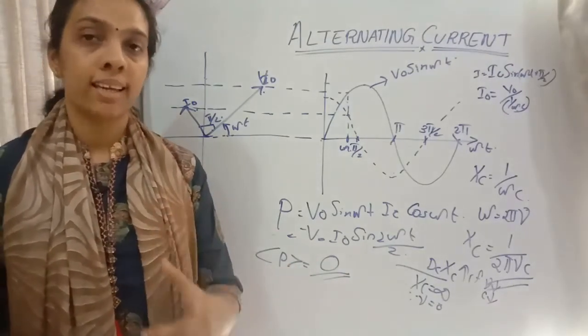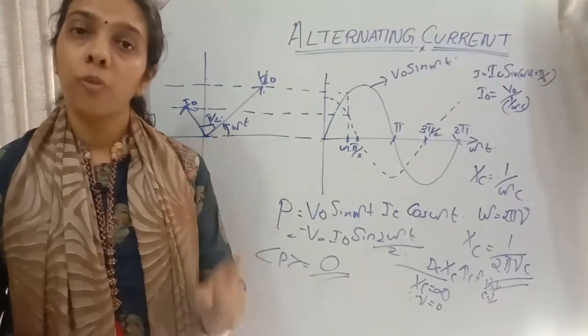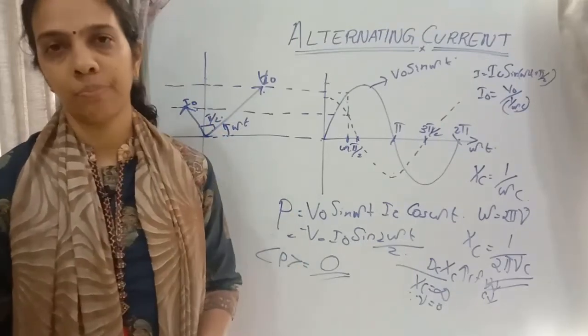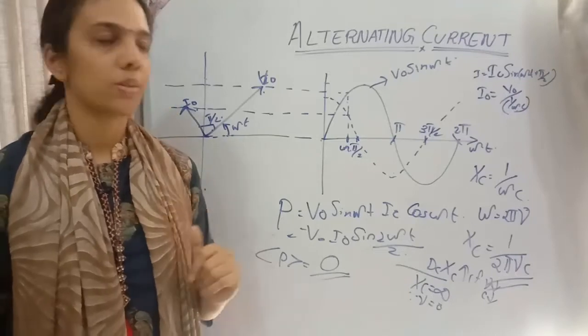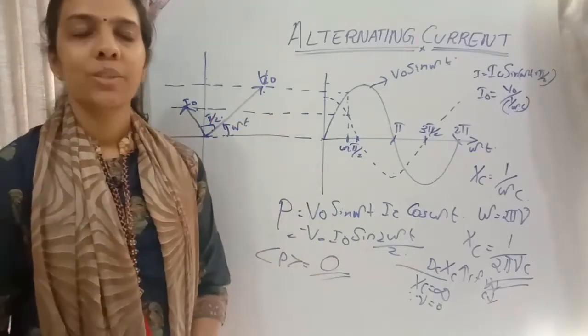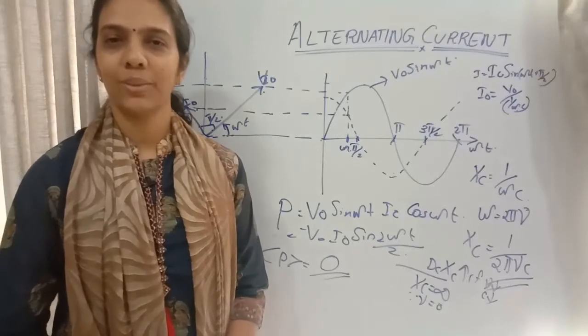That is why we say a capacitor always blocks DC. Okay, a capacitor will be blocking DC values. Clear, children? So now we will do some numericals related to that.